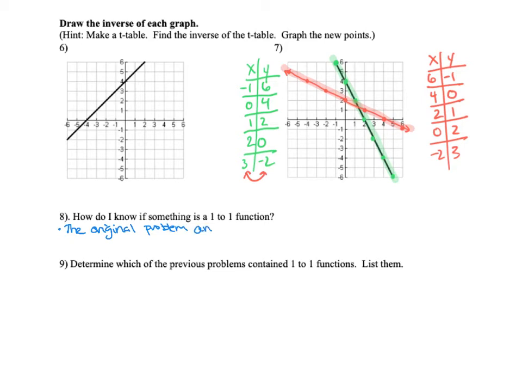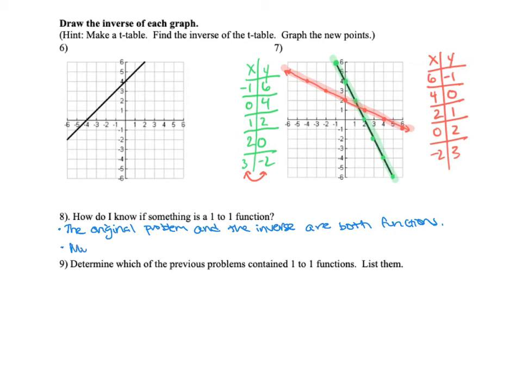and the inverse are both functions. So it means that the original problem and the inverse are both functions, so one-to-one. If you remember the definition of a function, it's that every x value has exactly one y value. Well, this also means for one-to-one that every y value has exactly one x value. And the way that we test that is we use the vertical line test and the horizontal line test.